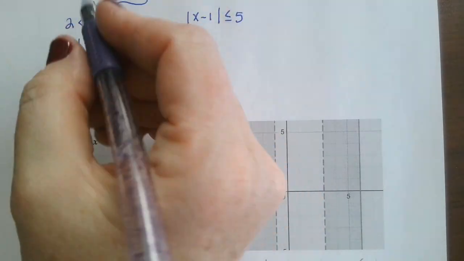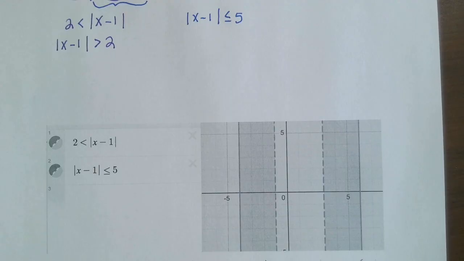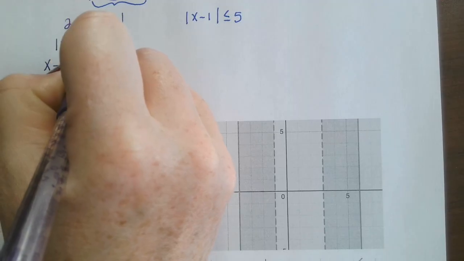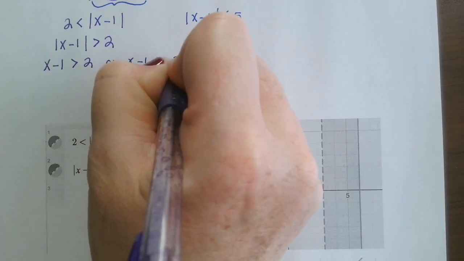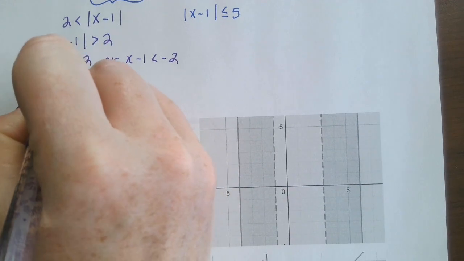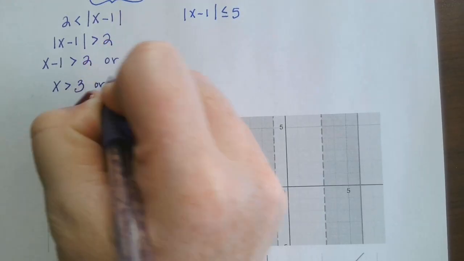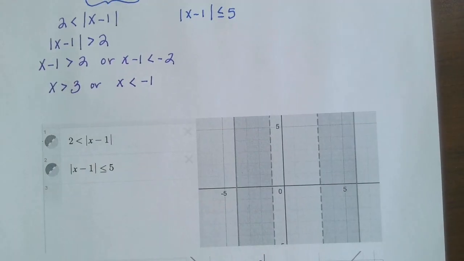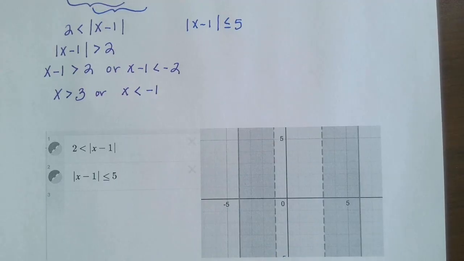So I'm going to start off by working with this absolute value of x minus 1 greater than 2. I'm going to set this up as x minus 1 is greater than 2, or x minus 1 is less than -2. I can add 1 to both sides. So x is greater than 3, or x is less than -1. We'll graph them here in a moment so we can see what's happening.